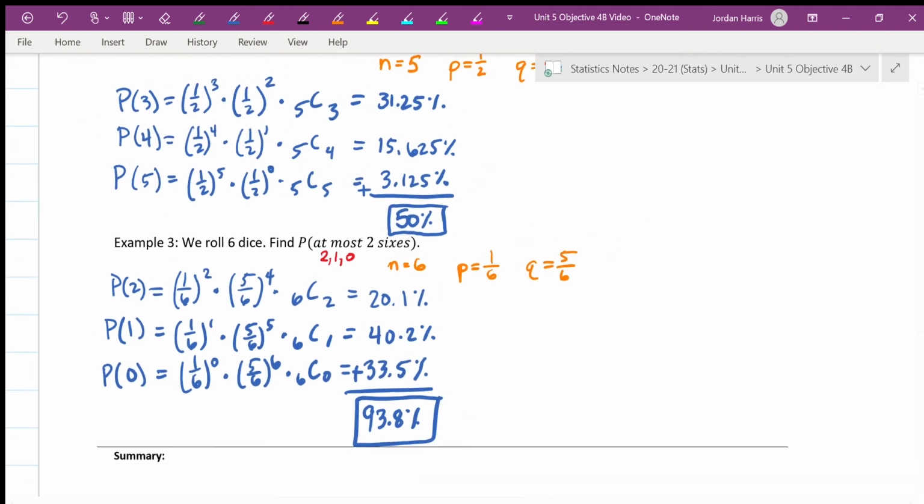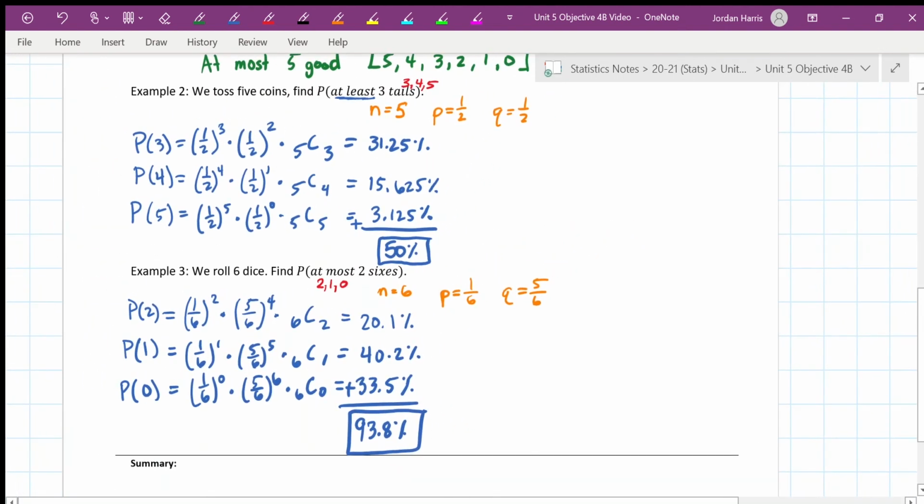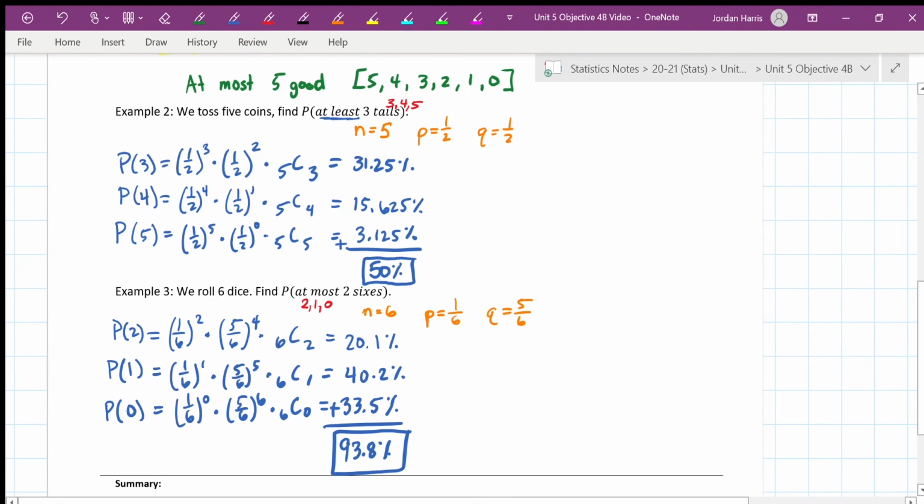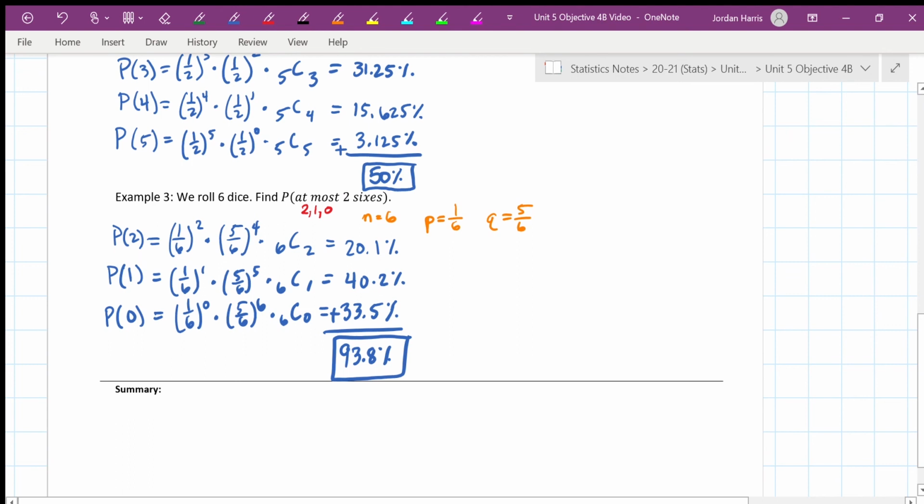So I'm not going to go into too much because we'll do some more of these examples in class. But notice, it's literally what we've been doing multiple times, and then we just add them up to get to our final answer. Okay, so you have a 3-sentence summary to write.